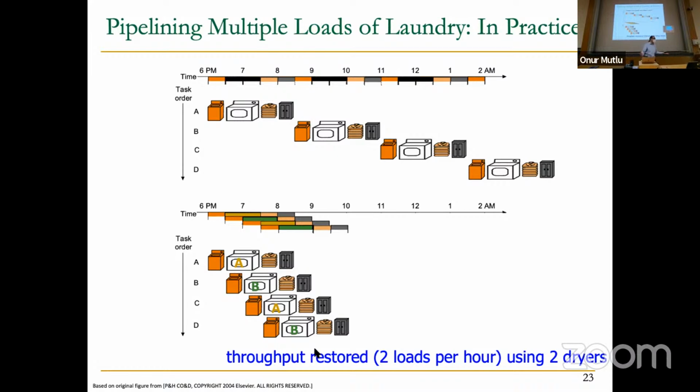So this is actually used in real machines also. You can restore the throughput by using 2 dryers. Now you can still do 2 loads per hour. That's the throughput, actually, if you look at that. I think so. If this is wrong, let me know. Okay. Yeah, basically, that's the idea over here. Does that make sense? Okay, good.